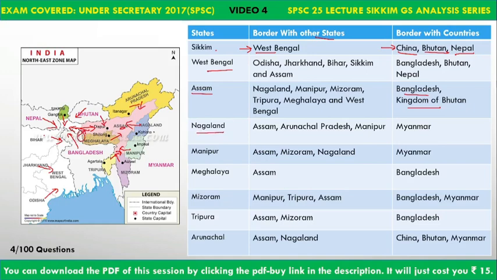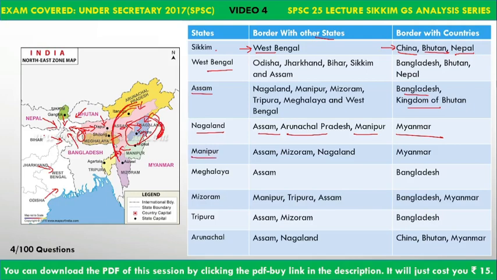Let us talk about Nagaland. Where is Nagaland? Nagaland is here. Nagaland is bordered by Arunachal Pradesh, Assam, and Manipur. So Assam, Arunachal Pradesh, and Manipur surround Nagaland. And when we talk about the border country of Nagaland, it is only Myanmar. As you can see, from this side it is locked with Indian states, and only from this side it is bordered with Myanmar, which is only one country.